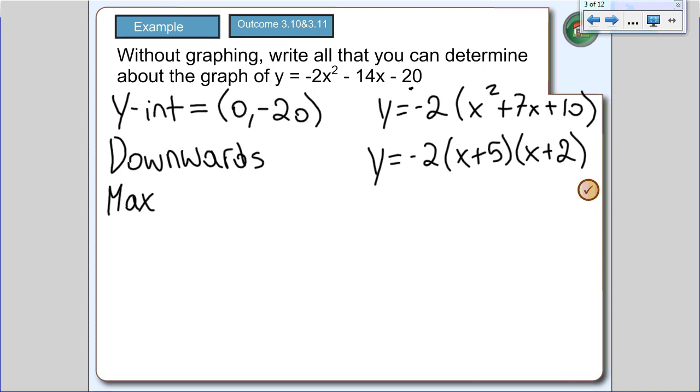Okay? Factored form tells you two things. What does it tell you? Both your x-intercepts. Tells you one x-intercept, tells you the other one. So where are our x-intercepts? Exactly. So x-intercepts are at -5, 0 and -2, 0.